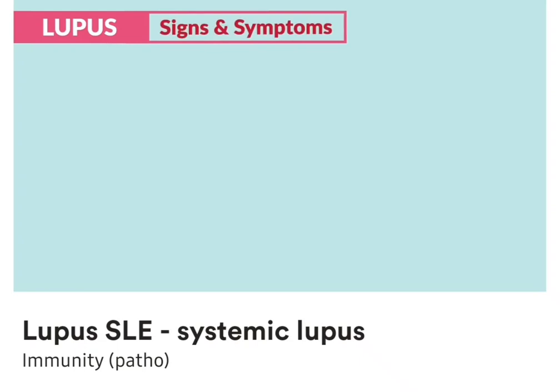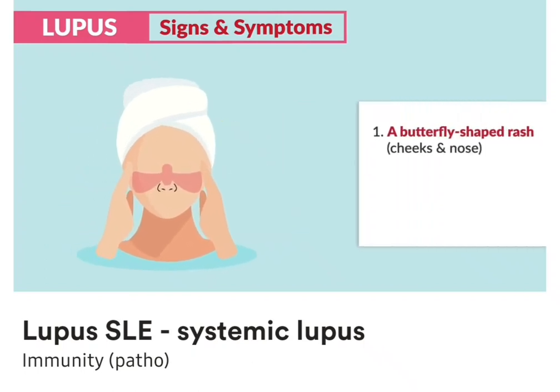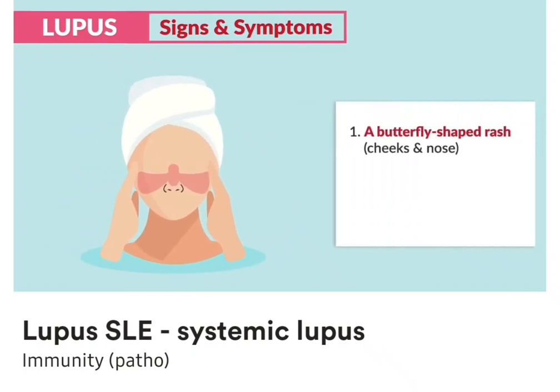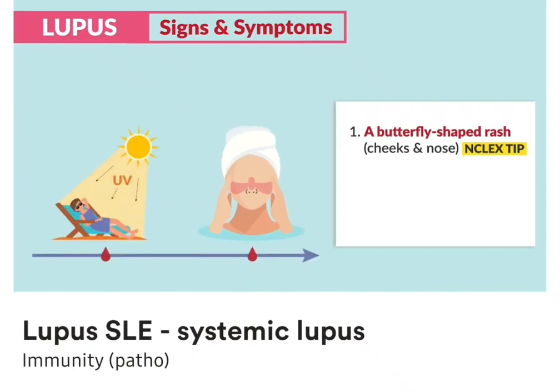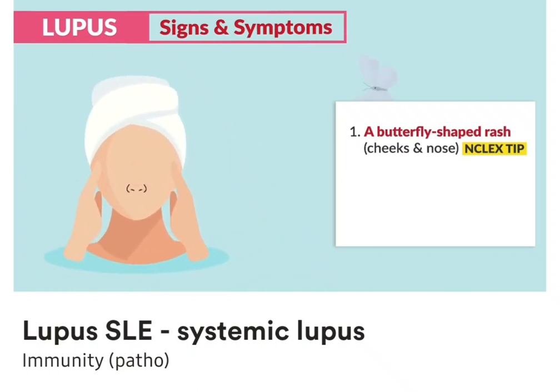Now for the signs and symptoms. The top 3 to know for your exams and the NCLEX, I'd write these down. Number 1 is a butterfly-shaped rash on the cheeks and the nose. Huge NCLEX tip. Write that one down. Most tested sign for lupus is this butterfly-shaped rash, usually appearing after sun exposure. So the memory trick: for lupus, think a looping butterfly that loops around in a circle until it lands on your nose or the cheeks.